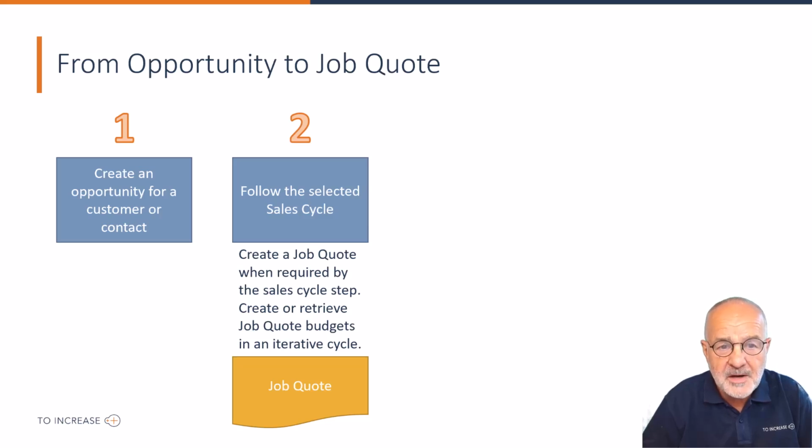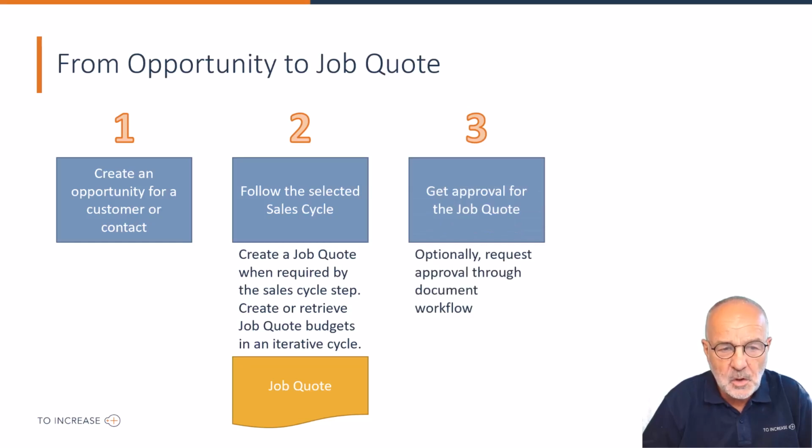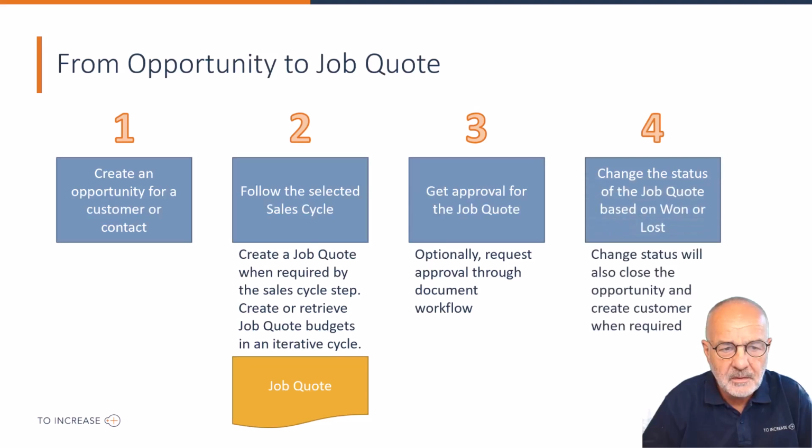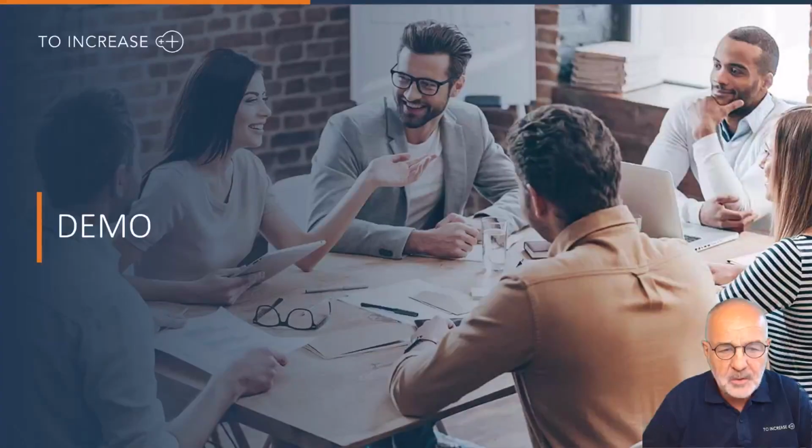When the stage requires a quote, you can create a job quote. In the job quote, use the budget lines to calculate the project. Make new budget versions to separate between the different iterations of the quotation process. When the deal is closed and the customer approves, change the status of the job quote to open. If necessary, this will create a customer from the contact and close the opportunity. Let me demo this process for you.